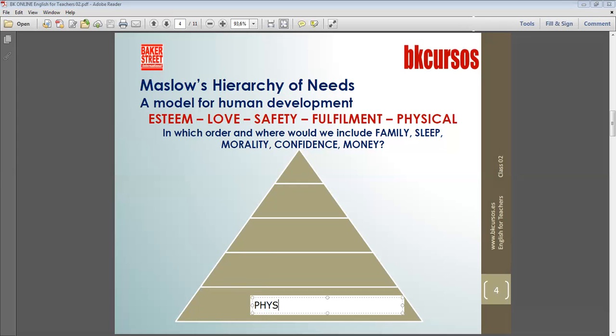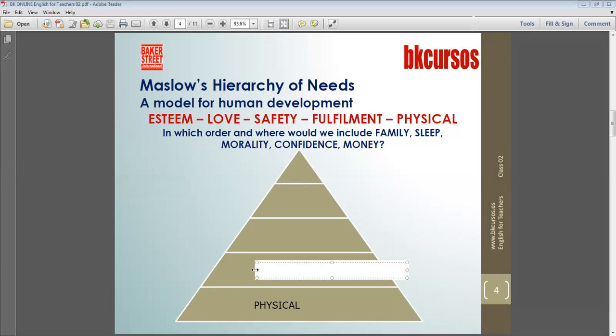Physical. Yep. Okay. So physical needs are at the bottom, and we imagine that everybody needs to have these catered for and to have them satisfied. That's good. Okay. What would next be after physical as we go up?